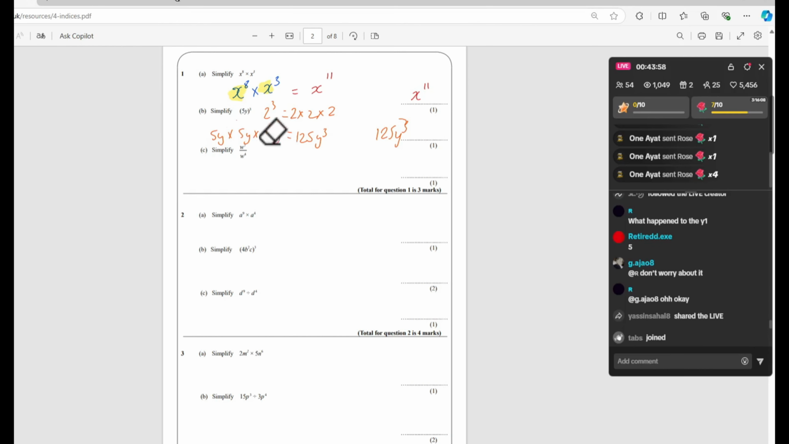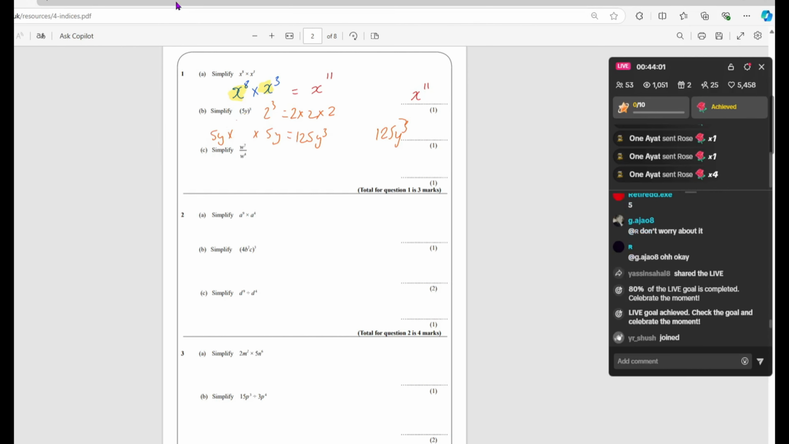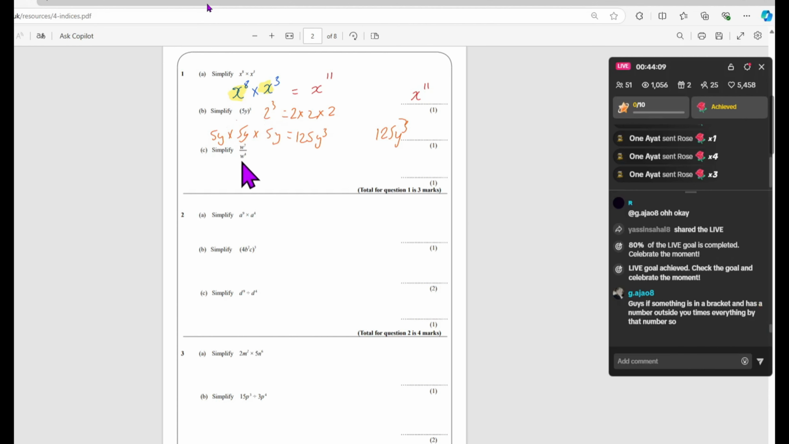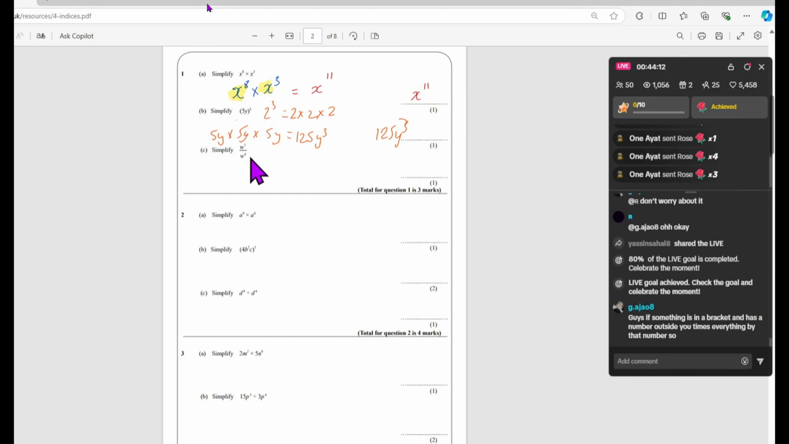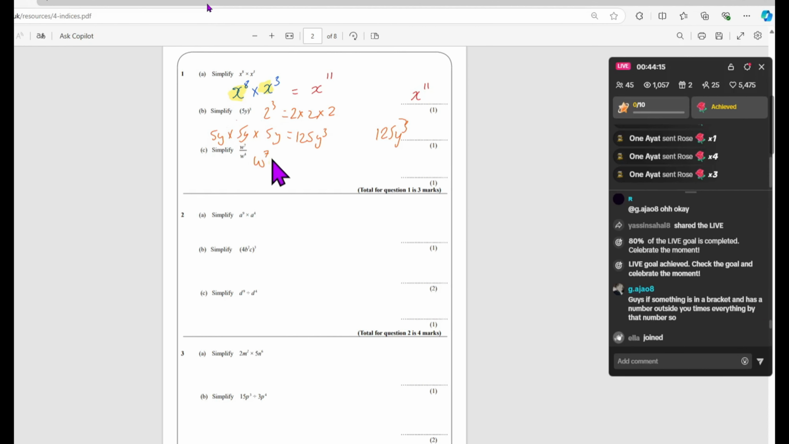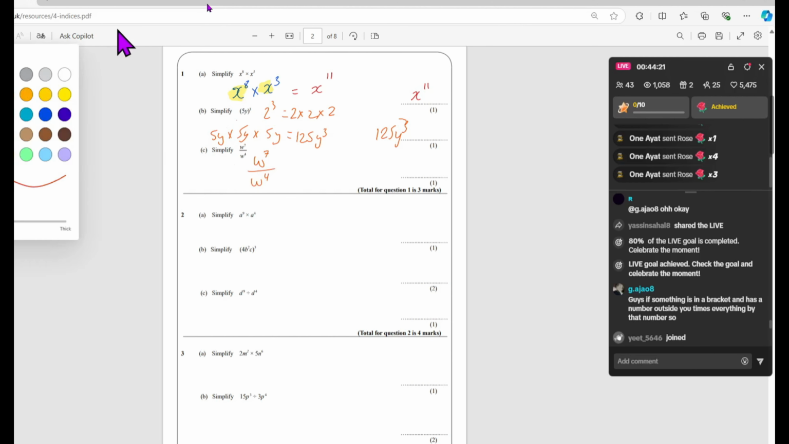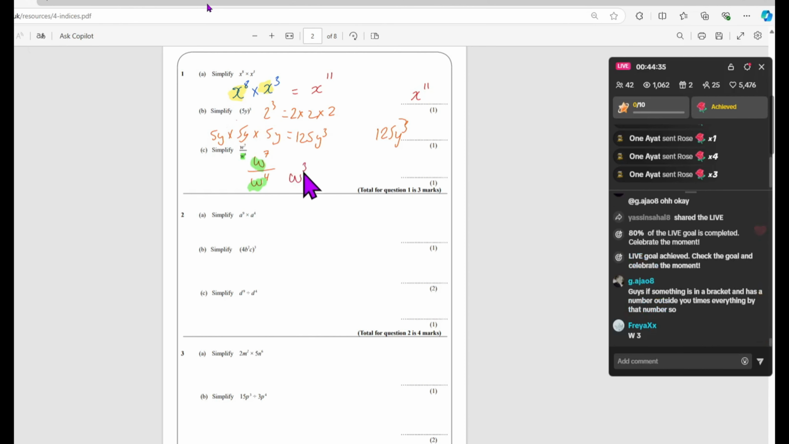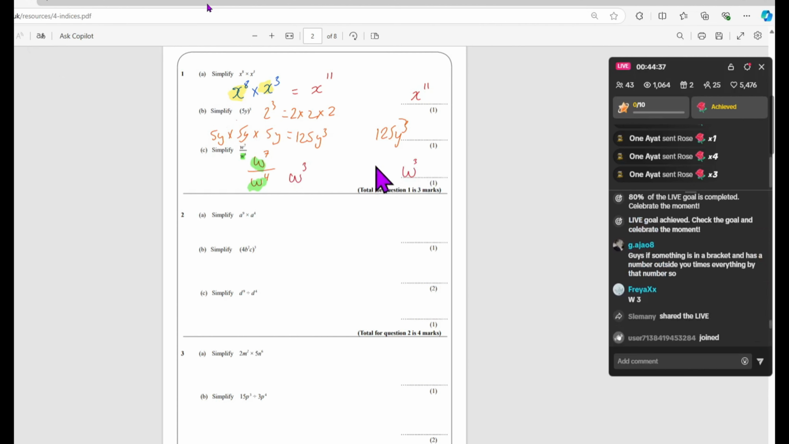Now, we need to simplify W7 over W4. So W7 divided by W to the power of 4. When we are dividing with indices, with powers, and we have the same base, which is W in this case, then we subtract the powers. So we'll get W3. Okay?